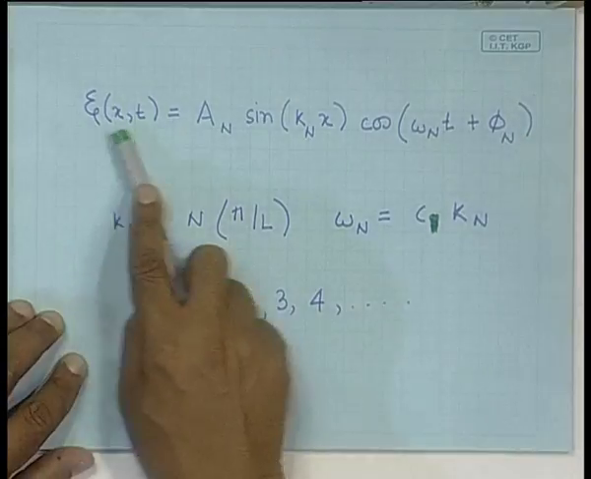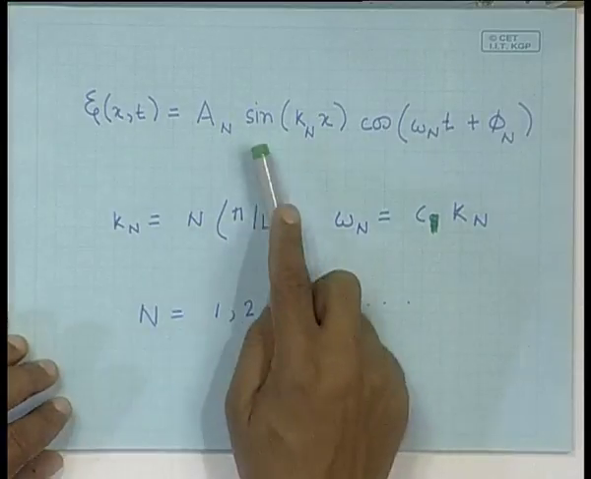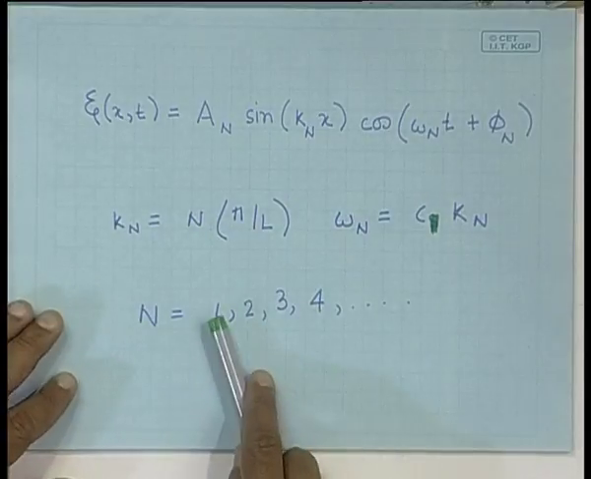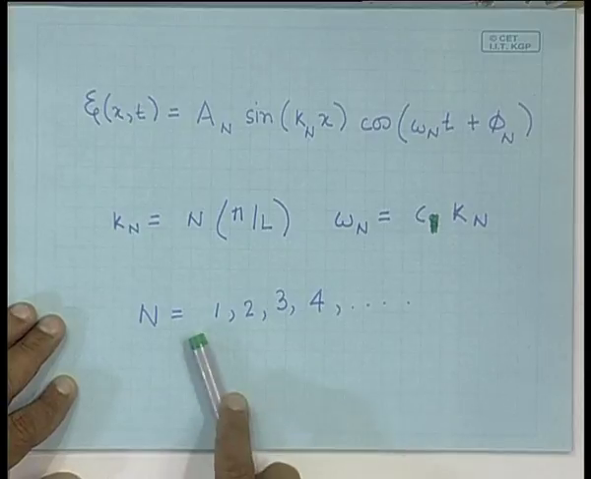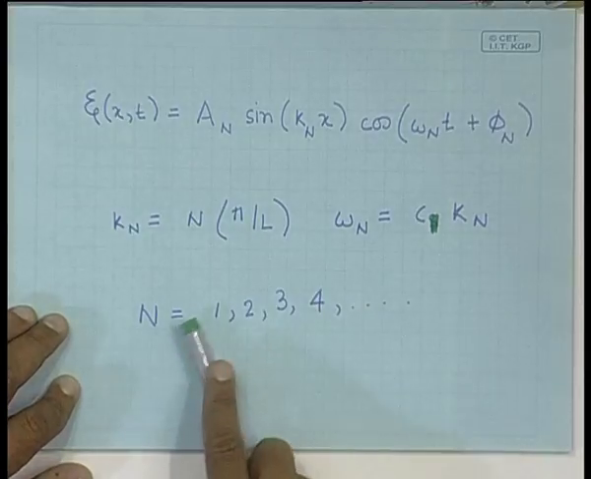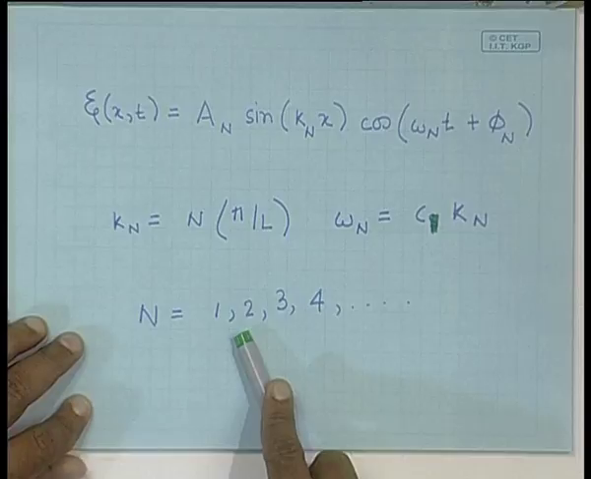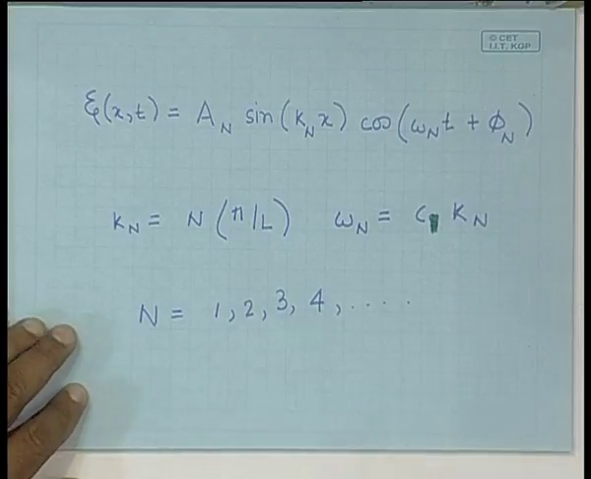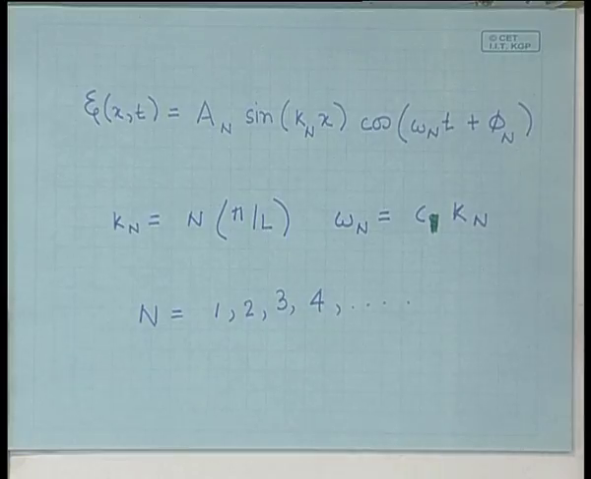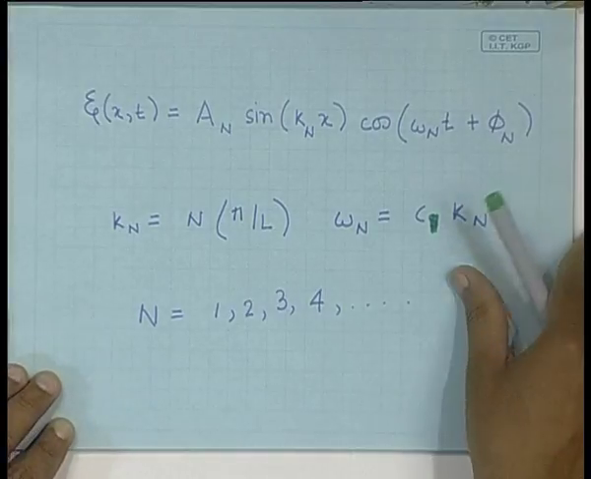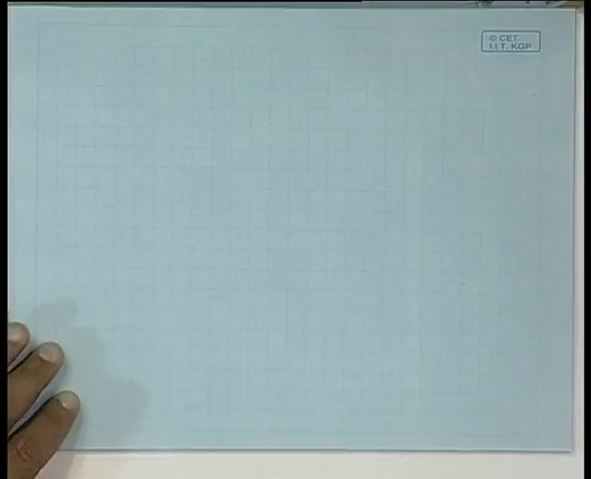So, I could have many possible solutions, each one corresponding to each integer. There will be a particular solution corresponding to n equal to 1, a solution corresponding to n equal to 2, another solution corresponding to n equal to 3, etc. Let us look at these solutions one by one. The first solution that we look at is n equal to 1.